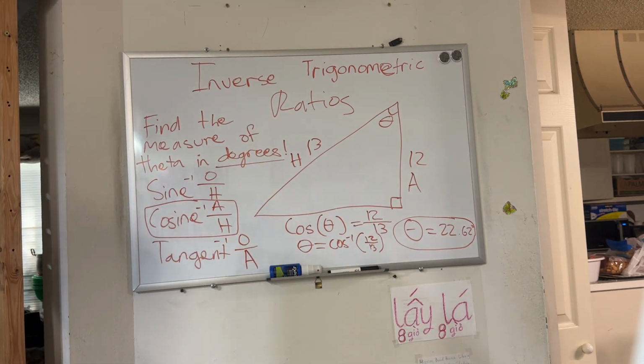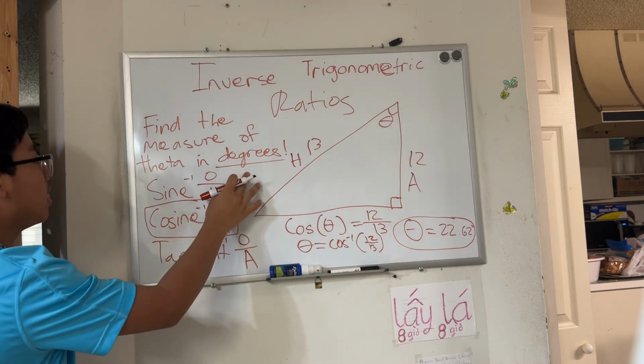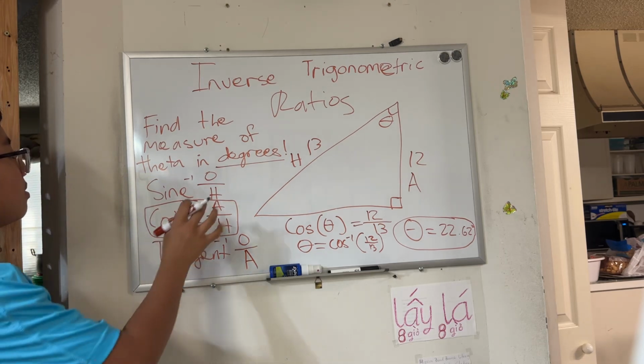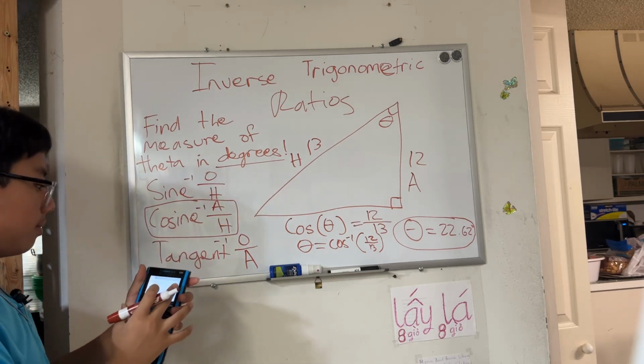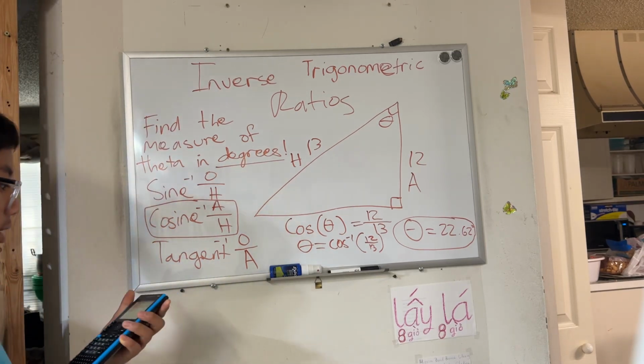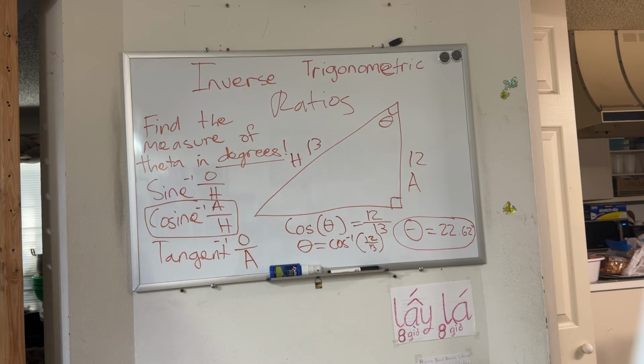If it asks to find radians, make sure your calculator is in radian mode. Specifically for this problem, it asks for degrees, so I put my calculator in degree mode. If it's radians, make sure to put your calculator in radian mode or you will get the problem wrong. But generally, I think it asks for degrees.